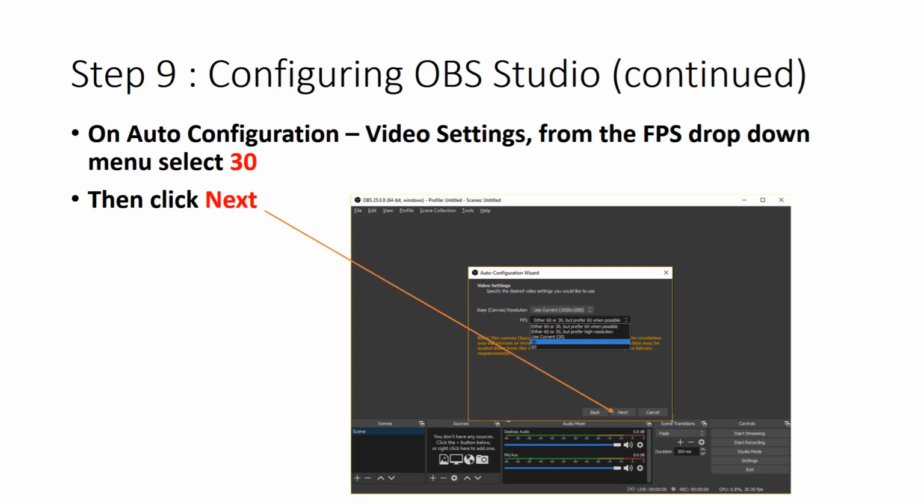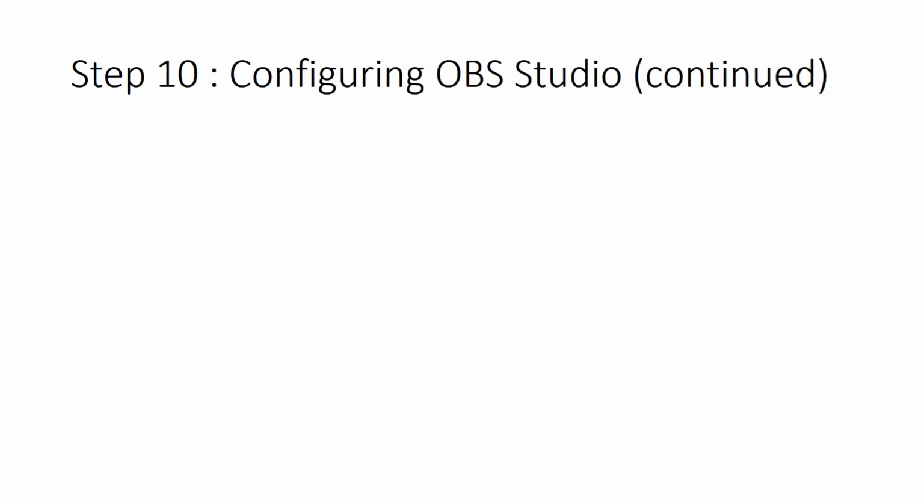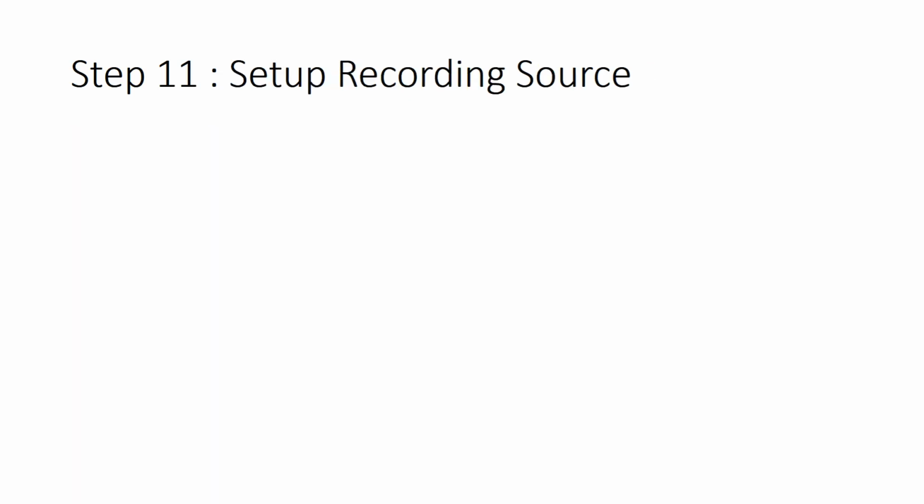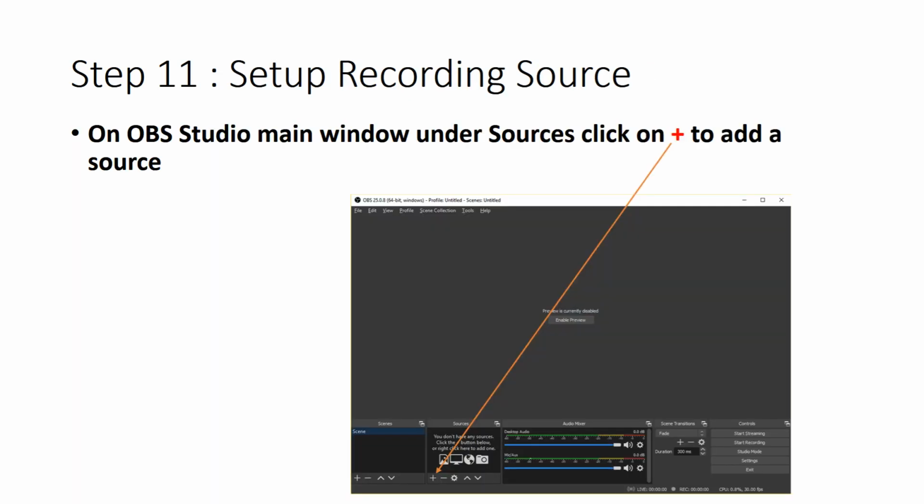Once you are sure with your selections about the base resolution and FPS, click on Next. The final window will be a summary of what you have selected. Just after verifying if everything you have selected is displayed here and you are happy with it, click on Apply Settings. Once you have done the settings, now it's time to add a video source.